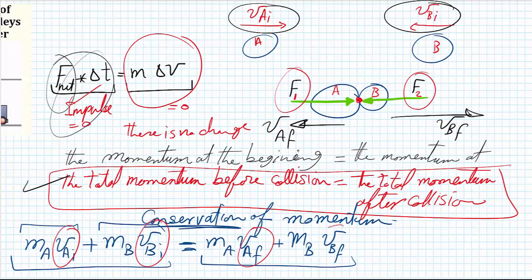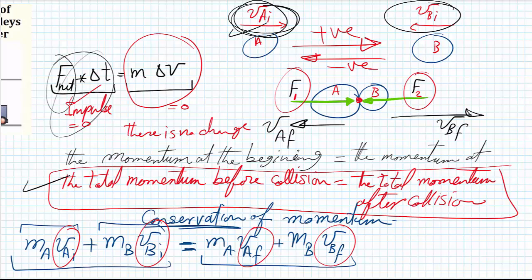VA and VB, before and after, these are velocities, not speeds. So you need to take care of the sign. If the object is moving to the right, it has a positive sign of the velocity. If the object is moving to the left, it has a negative sign of the velocity. Like in this case, VAi in this drawing is positive, while VBi is negative. So you will change this sign and make it negative when you substitute in this equation. Okay?